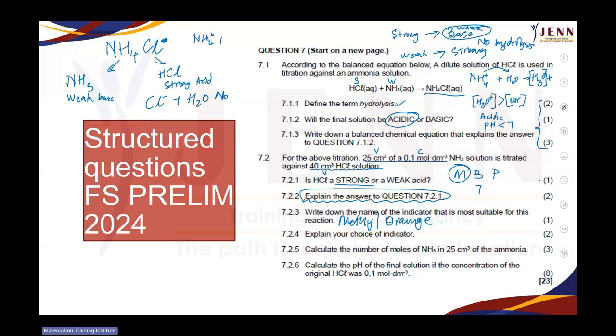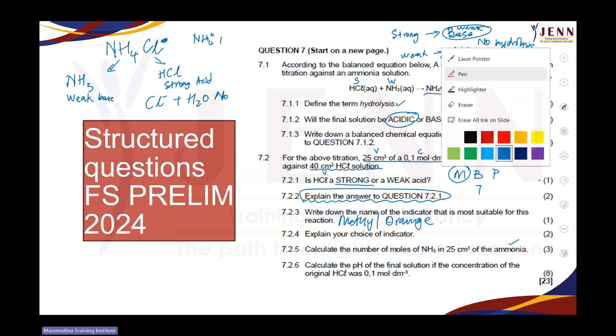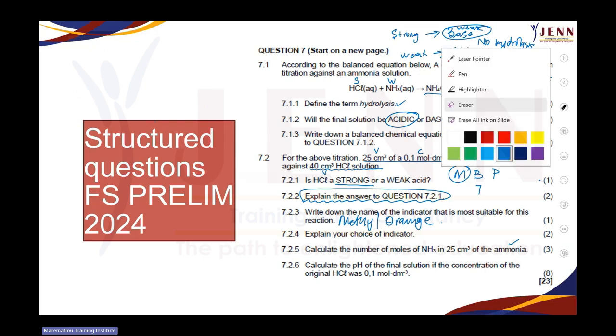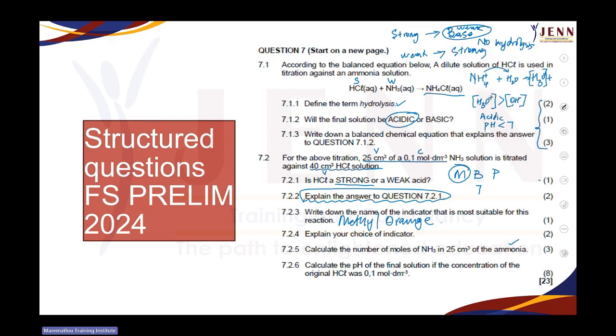And then they say calculate the number of moles of ammonia in 25 centimeter cubed of that ammonia solution. They are asking you to calculate the number of moles. This was basic from grade 11, and it was one of the things I said we must know how to do: how to calculate concentration. Concentration is equal to number of moles over volume. It's a must for us to know.